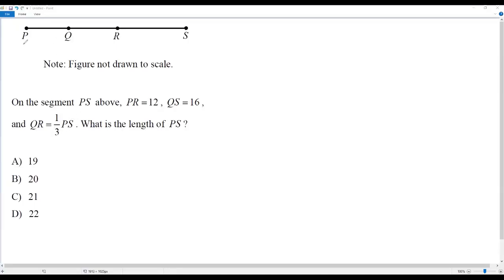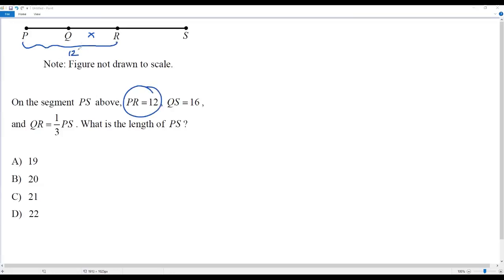Okay, so our aim is to find the length of the line segment PS according to the question. It is given that the length of PR is 12 and the length of QS is 16. But the length of QR is not given. Okay, I assume the length of QR as X. Already we know that the length of PR is 12.